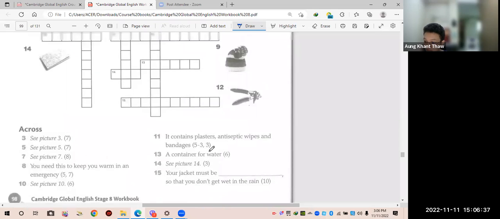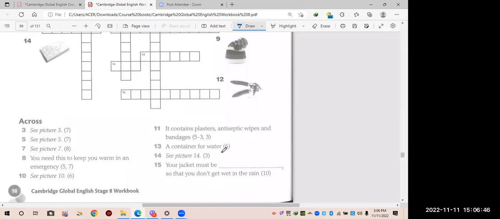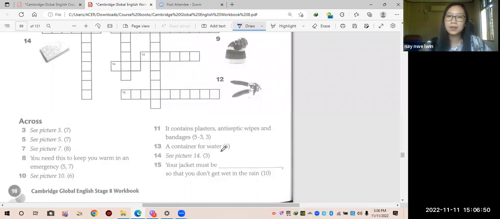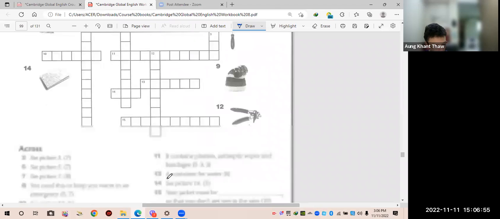First aid kit. So it has 3 words, right? And 13, a container for water. So what is that? Bottle. Bottle, yes, correct. And how about 14? See picture 14. Picture 14, what is that? Map. A map. Yes, it only has 3 letters, right?